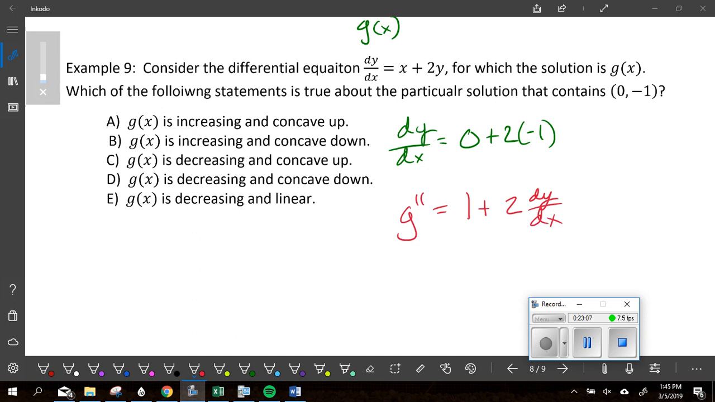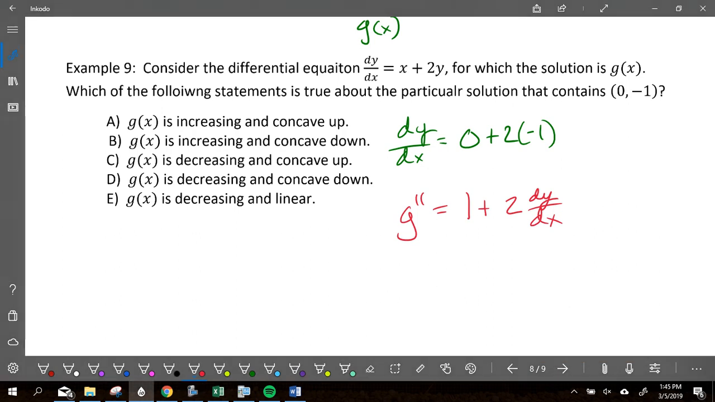To determine whether it's increasing or decreasing, we need to look at the first derivative. When I did the first derivative, what was my value getting me? -2. If the first derivative is negative, is it increasing or decreasing? Decreasing. So it's not A, it's not B. Those are both increasing. So to talk about the next one, I want to know concave up, concave down, or linear. And so basically, is the second derivative positive, negative, or 0?